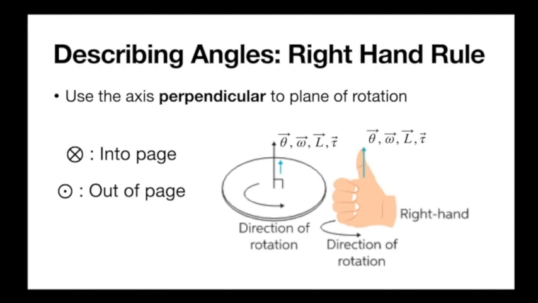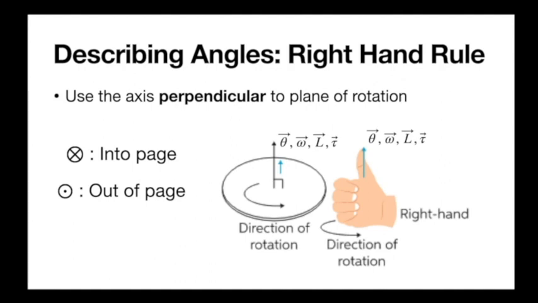So when we're working with angular momentum or torques, we're really just going to worry about whether this is increasing or decreasing. If you add into the page to out of the page, they'll cancel each other out. If you add out of the page to out of the page, they'll add to each other. Same with into the page, into the page. It doesn't matter which one is positive or negative; again, they're just opposites.